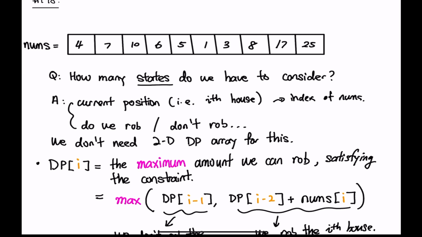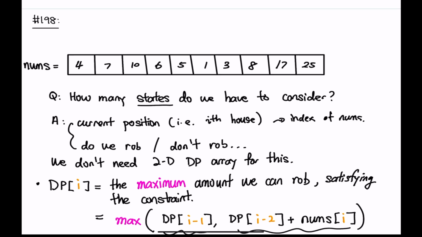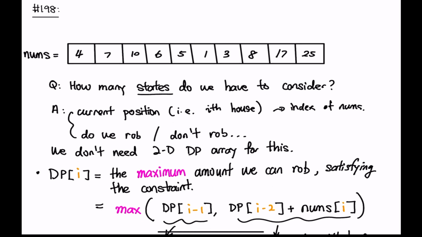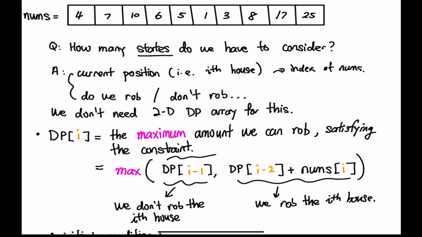So DP of i equals the maximum of DP of i minus 1, or DP of i minus 2 plus nums of i. Now, what does this mean? The first one, DP of i minus 1, means we do not rob our current house, the ith house. For the second case, we have to look back at i minus 2 because we cannot rob adjacent houses, so i minus 1 is not allowed. And then we have to add nums of i. And then we take the maximum of those two numbers. Alright, so that's the recurrence relationship.